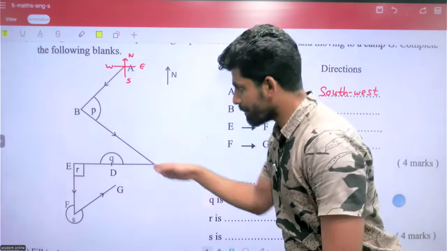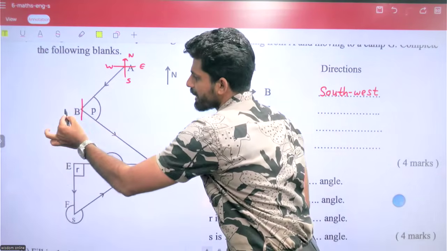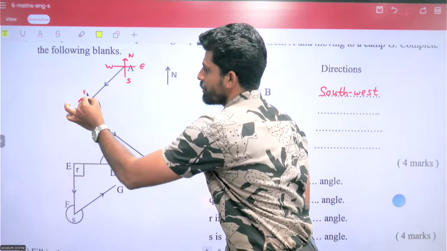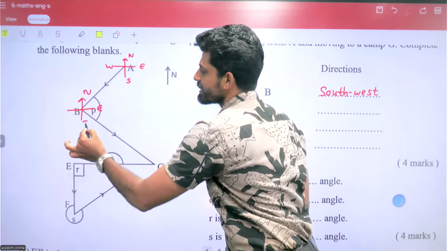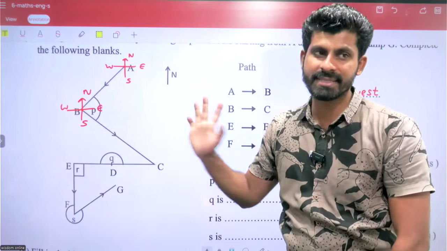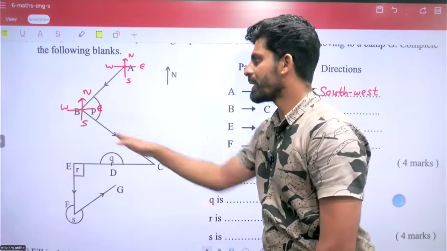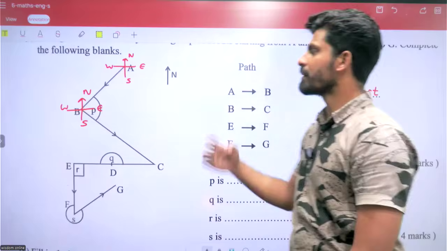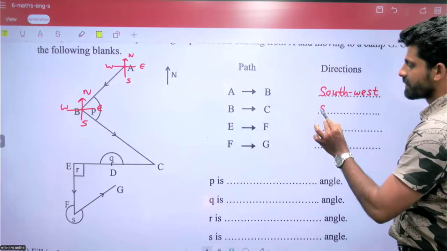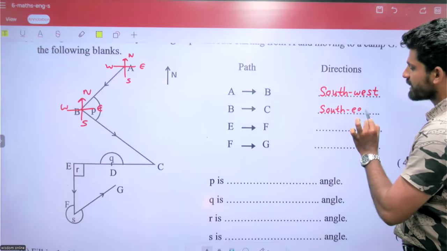B to C. B to C, north, east, south, west. No need to panic. B to C is southeast.